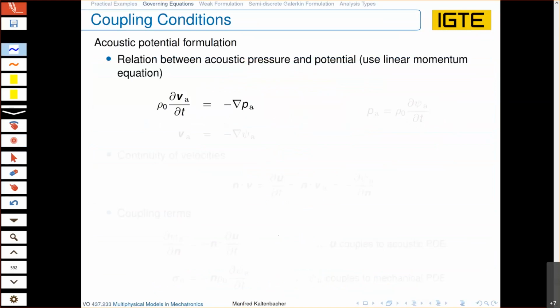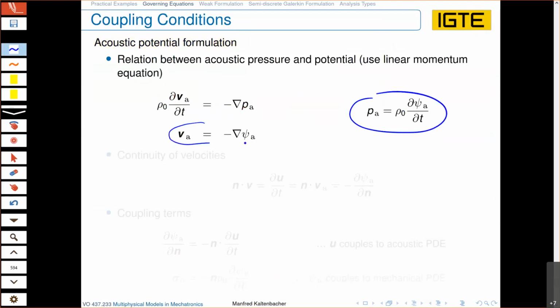Okay, let's start with the acoustic potential formulation. What do we have? As shown here, what we are exploring is this part, because out of this linearized momentum equation for acoustics, we get the relation that the pressure can be expressed by the time derivative of the scalar potential with the mean density. This is because the curl of the acoustic particle velocity is 0. We know we have an irrotational acoustic field, because we have no shear forces within the fluid, and so we can substitute the acoustic particle velocity by minus the gradient of our acoustic scalar potential.